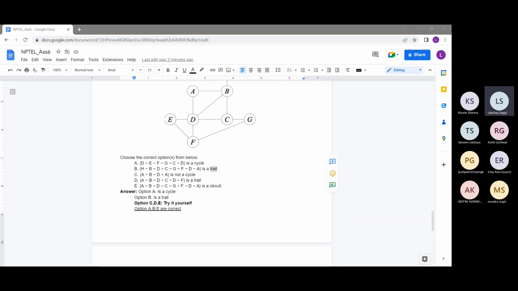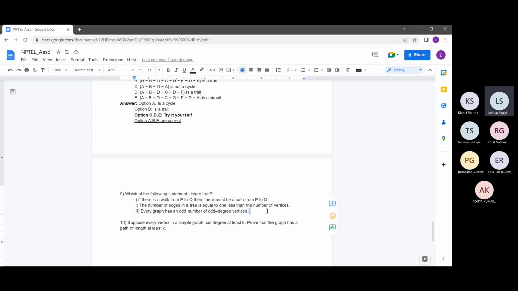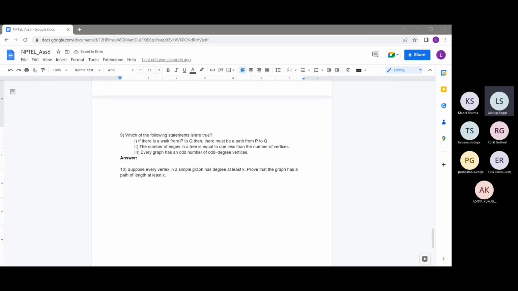Maybe you can take this up after this session on the discussion forum. Let's just leave this. I don't think it's that important, also knowing the exact definition of a trail. These are things which you can always Google up. So I'll just leave this question at this. Let's come to this ninth question then. In this ninth question, which of the following statements is or are true? We are given 3 statements and we need to tell which of these statements are true or false.